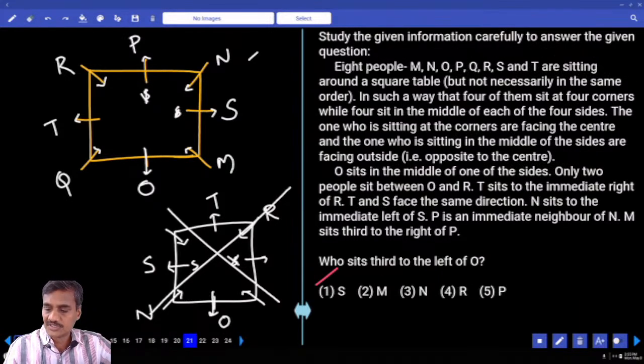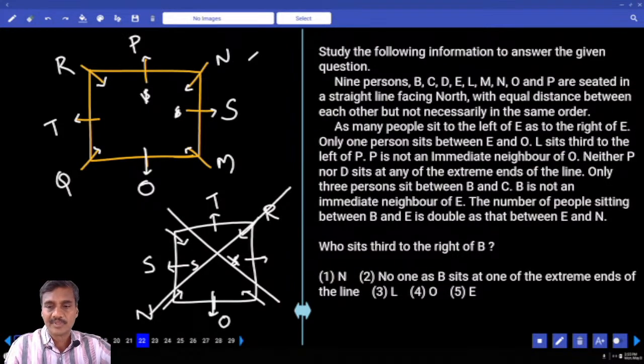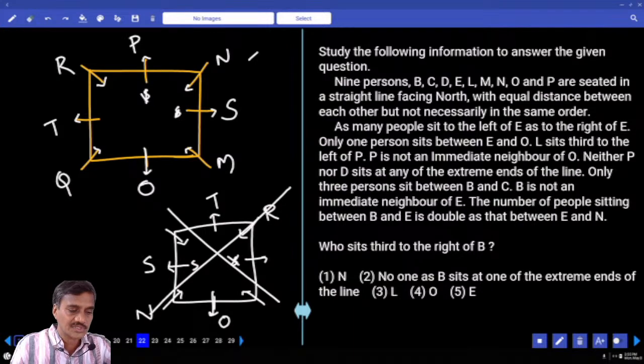Then 21st. And who sits south to the left of O? O is away from the center, south to the left of O is N. Choice 3, question number 21. Clear? Then 22 onward, now here it is based on row arrangement.